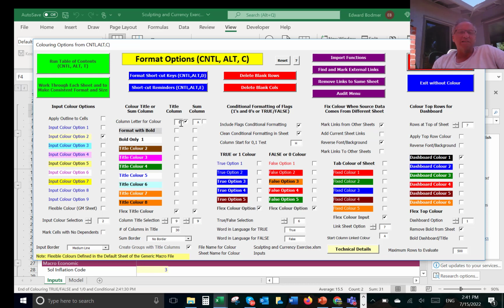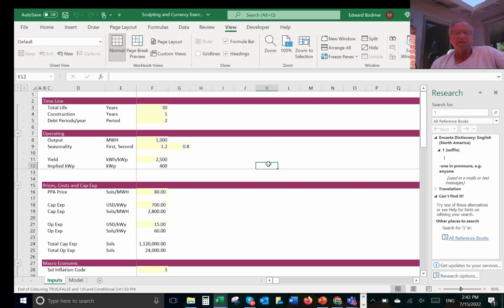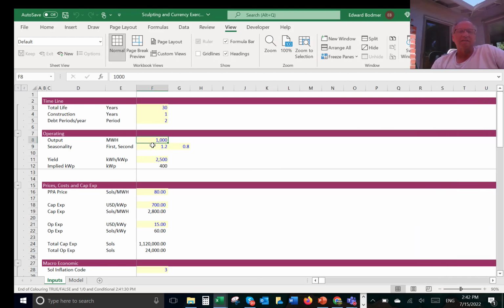And in column B, we have our title column, and I put a flexible color in, which is that nice kind of color if you like it. And then we have our conditional formatting of our true and false, and then we have our links to our other sheet, which I used a green background and a white foreground, and I didn't have anything here. Okay, good. Now, what we have is some seasonality.